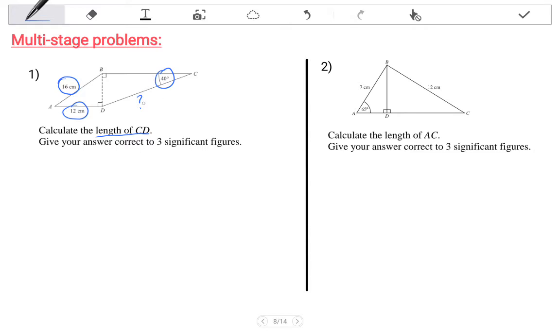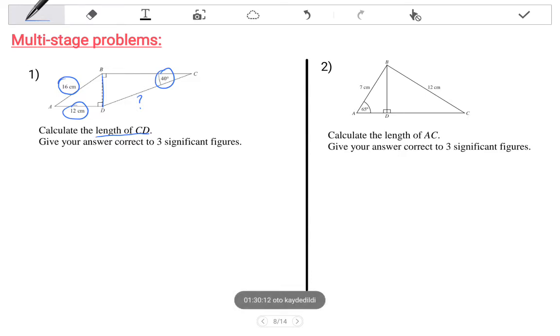The side CD belongs to the triangle BDC. And when I look at this triangle, the information here is only an angle, and not enough to find the value of this side length CD. Then I need one more side length, so it is going to be helpful if I can find the value of the side length BD.